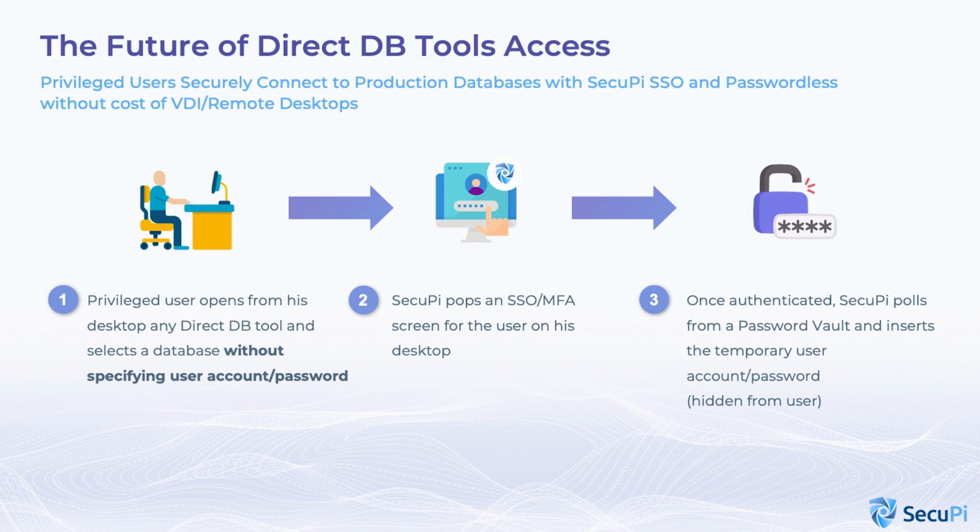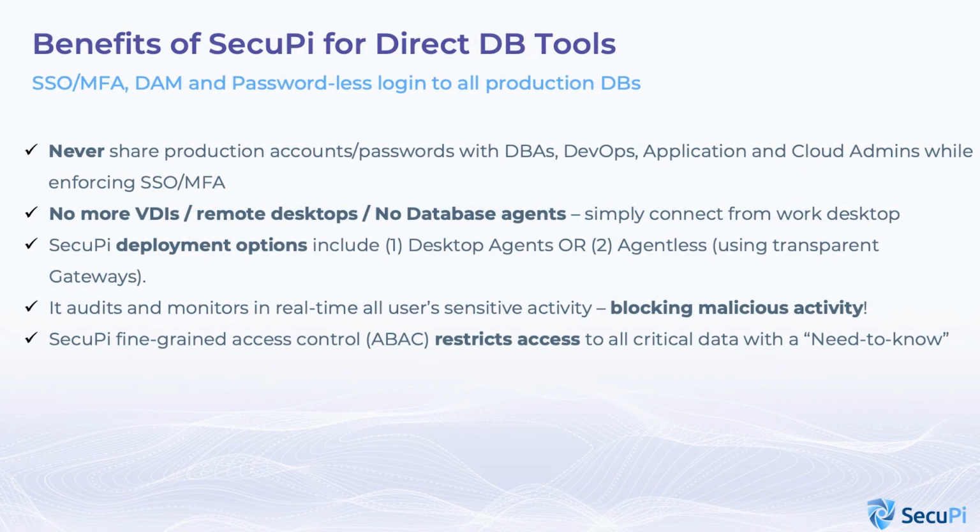In this demonstration, I will show how SecuPi can be installed as a transparent gateway or an application overlay. We'll use a DB tool, DBeaver, to connect to an underlying data source, Postgres, without specifying the password for the user doing the connection. So, passwordless connectivity to the underlying data source. We'll show how SecuPi can intercept that connection request of the user.